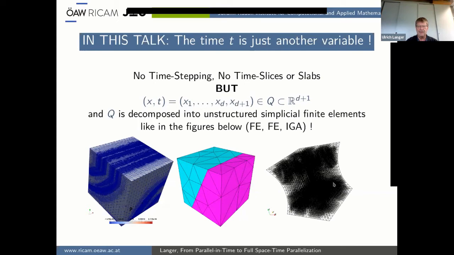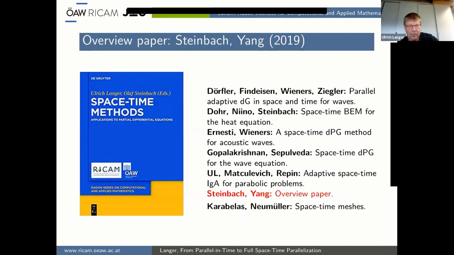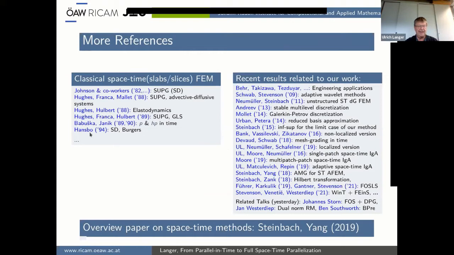I want to recommend this review paper on space-time methods, also full space-time methods, by Olaf Steinbach and Huidong Yang, up to 2019 at least. It comes out of a space-time special semester at RIKEN. Here you see classical references on space-time methods with slabs or slices. I cannot list all the names because this area of research is exploding. It is a very hot topic, and we have a lot of interesting publications. I have no time to discuss this; I refer to the overview paper. But there are new results, and I was very excited by the talks yesterday by Johannes, Jan and Ben about different approaches.